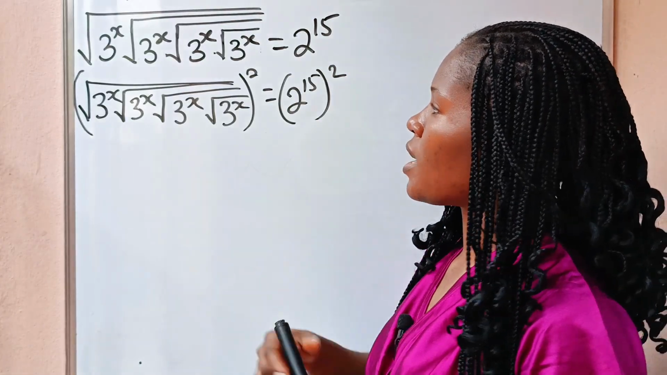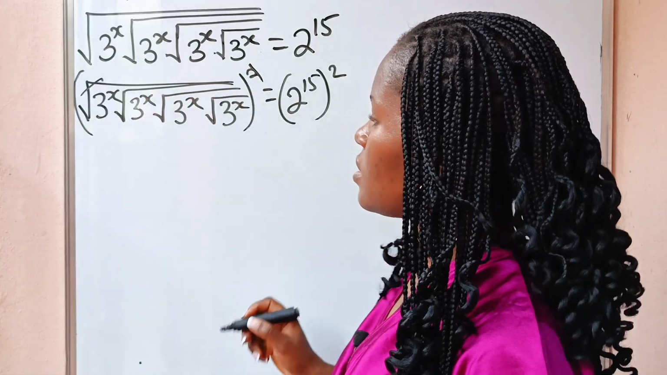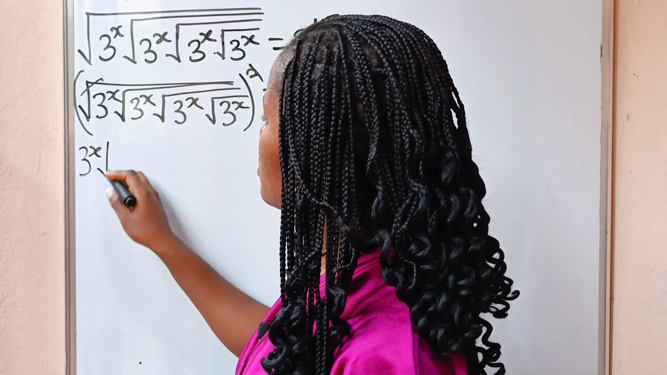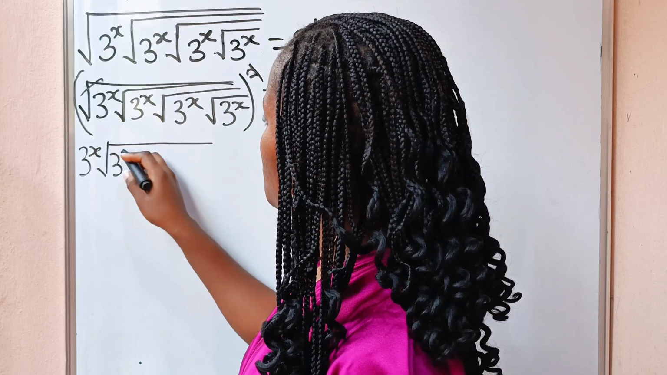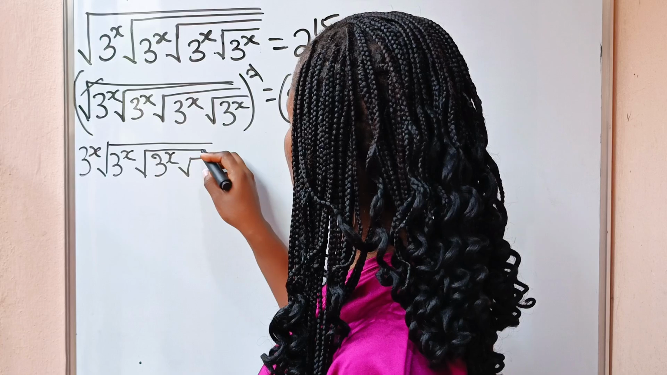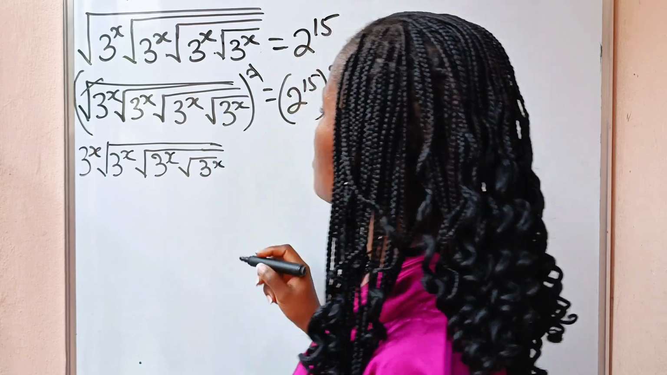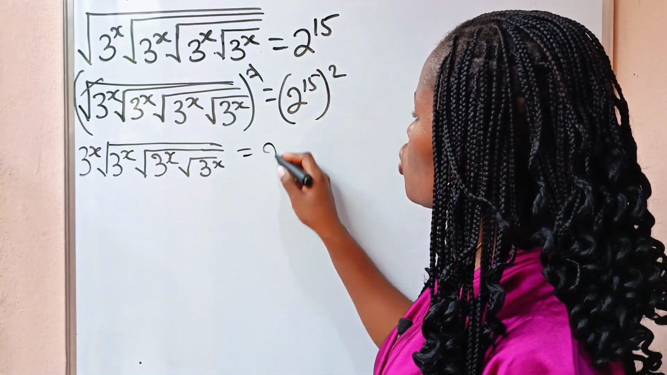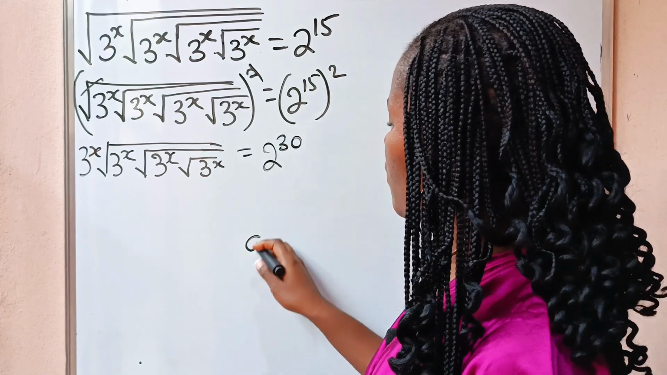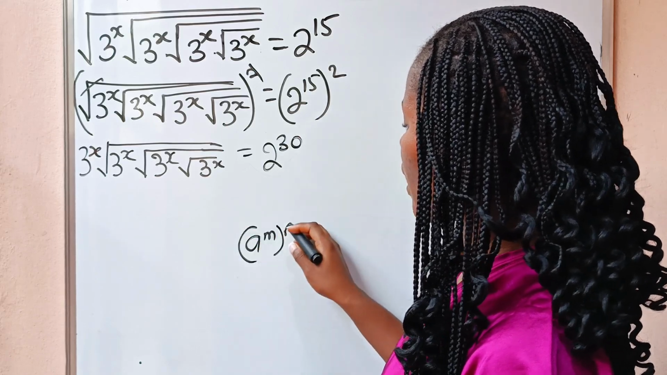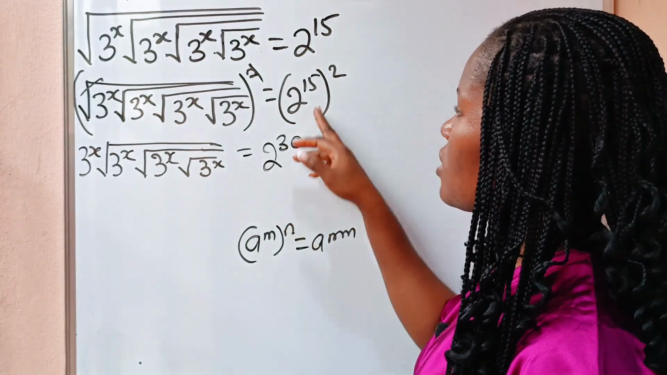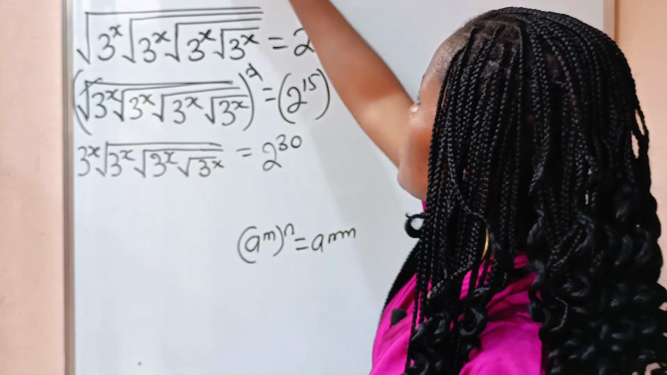Now, if we square this side, this is going to cancel this. So we'll be left with 3 to the power of x, then the square root of 3 to the power of x, is equal to 2 to the power of 15 times 2, which will give us 30, because when you have a to the power of m raised to the power of n, it is equal to a to the power of m times n, okay? So that's why I had to multiply 15 by 2 to get 30.